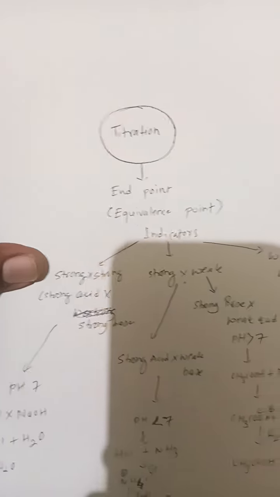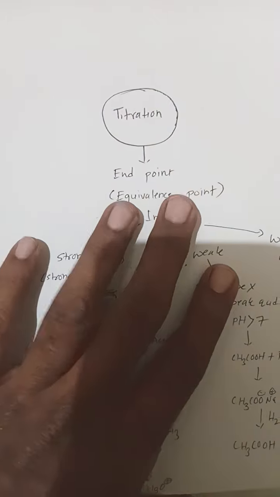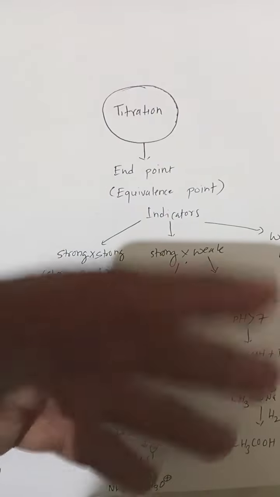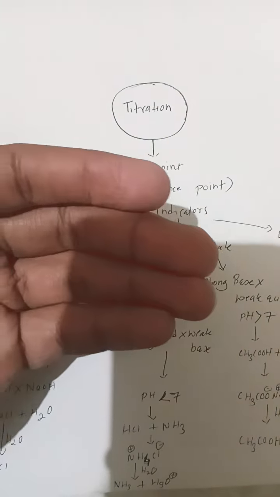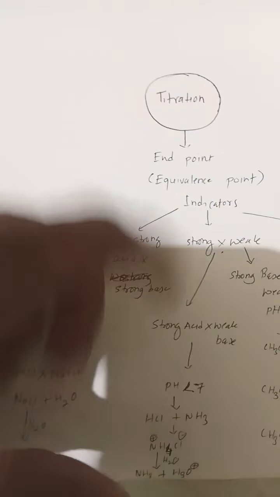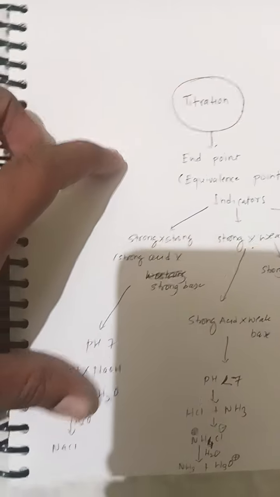Interestingly, the pH is not always 7, and therefore there are various indicators. You will see that no one indicator is universal. There are many indicators according to the titrations. Why is it happening? It is also a very interesting reason.